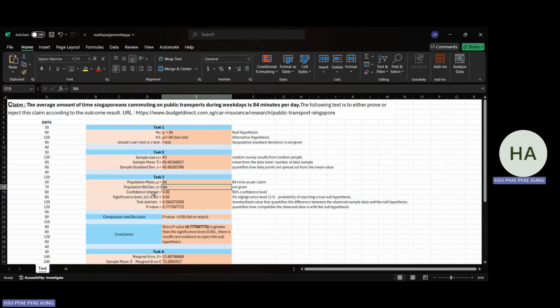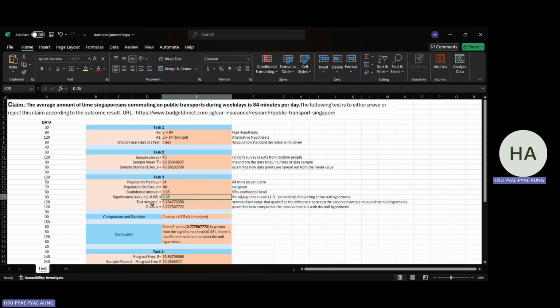Next, we have the confidence level of 95% as mentioned in the instruction, which gives us the value of 0.95 and significance level of 0.05. The significance level of 5% is to test the possibility of rejecting the null hypothesis at 5%.